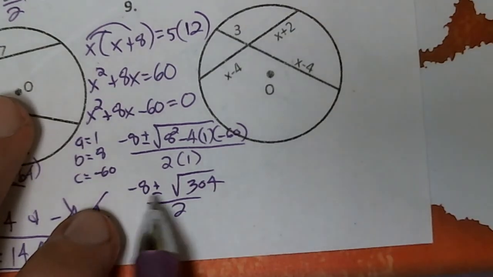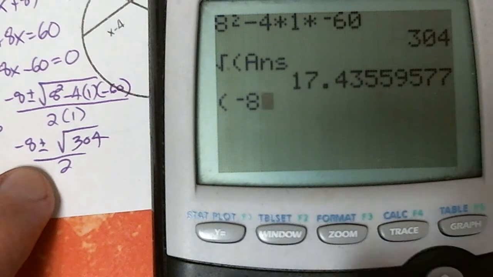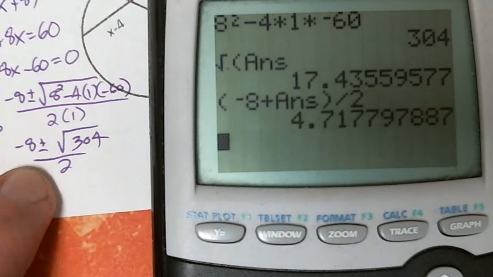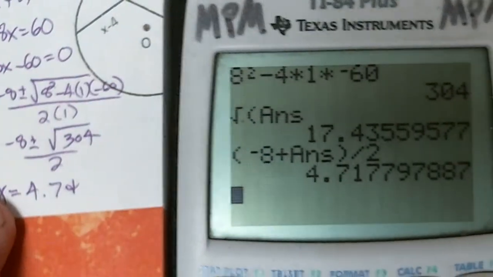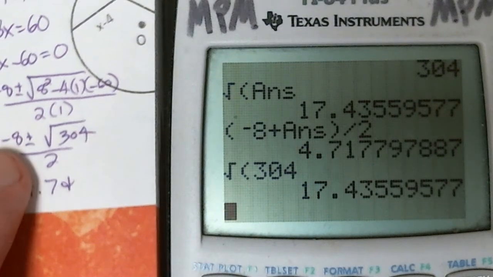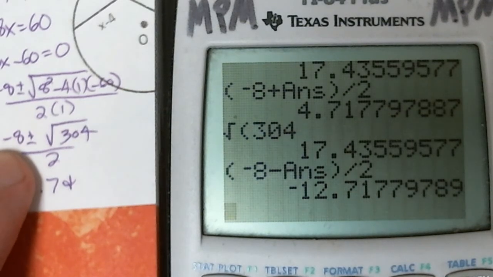Okay, so we got negative 8 plus or minus the square root of 304 over 2. So the first answer is going to be parentheses negative 8 plus second answer divided by 2. That gives me 4.7. So x is equal to 4.7. And then the second answer, when I do the square root of 304, that's that number again. The second answer is going to be parentheses negative 8 minus second answer divided by 2. And that gives me negative 12.7.